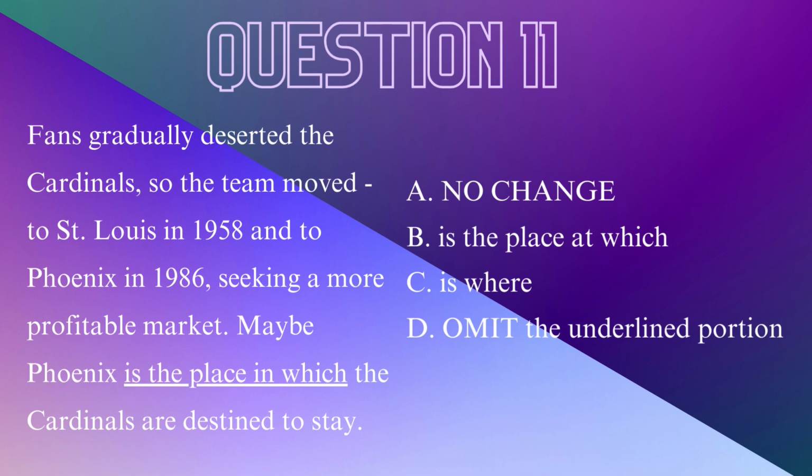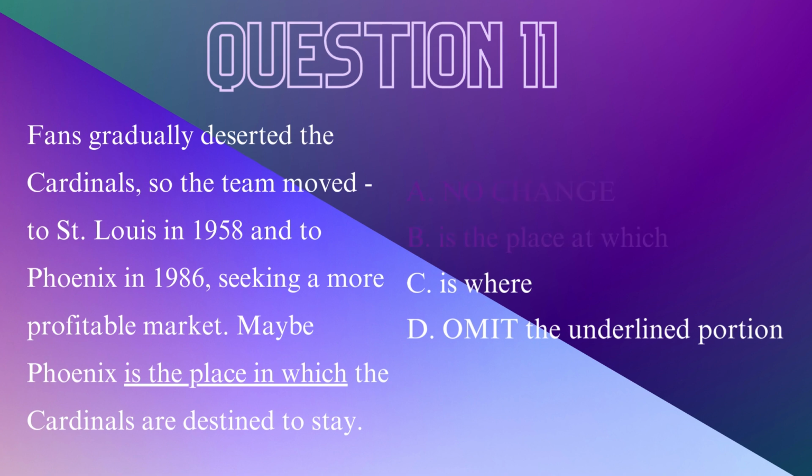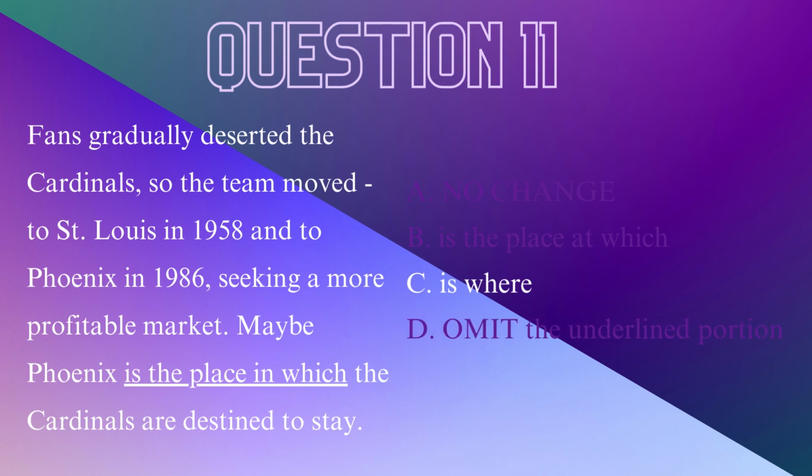Is the place at which, is the place in which. Both of those are very similar. And honestly, you know how when your teacher gives you a word requirement on an essay, you have to write at least 500 words? A lot of times students will be as wordy as possible just because they're trying to get to a certain word count and be done with it. That's when you see writing like this, and it's bad writing. So the correct answer here is C. Maybe Phoenix is where the Cardinals are destined to stay. So C is the correct answer.